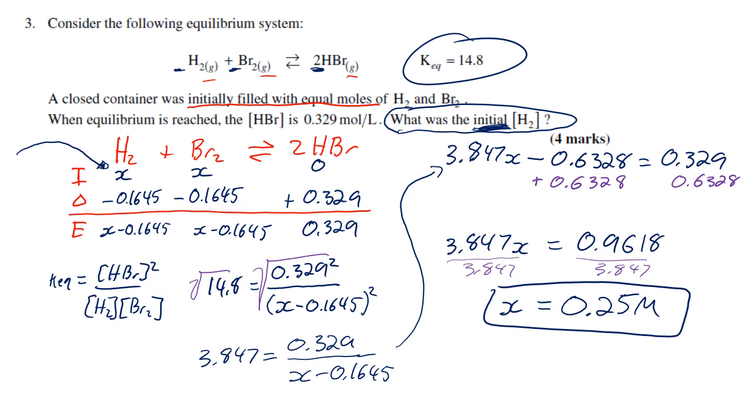If it asked me, what is the final concentration of H2? I would have to subtract 0.1645. So the final concentration of H2 is 0.0855. Okay, that's the final concentration of H2. But we're not interested in the final. The question is just asking for the initial concentration.